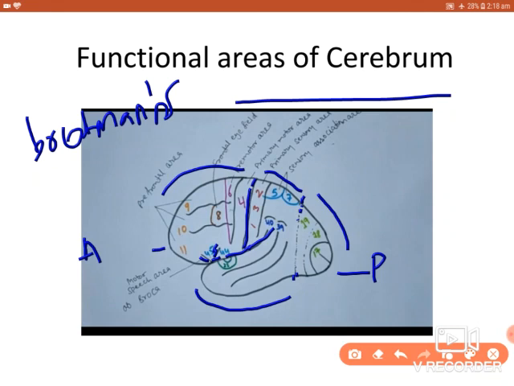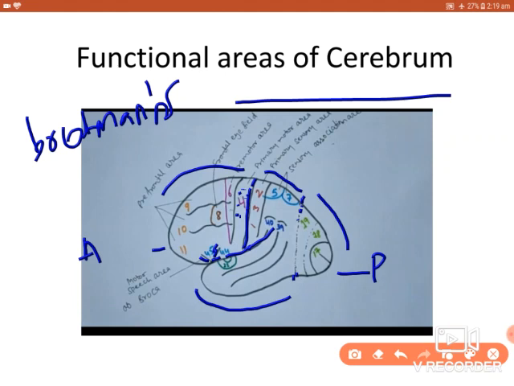Coming to the frontal lobe, there is a precentral gyrus that is marked by area number 4. That is the primary motor area, which is responsible for movements in specific parts of the body. That means it controls the voluntary motor activities of the opposite side of the body. A lesion of this area number 4 leads to hemiplegia of the opposite side of the body.